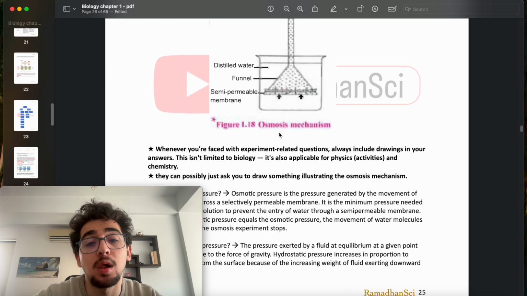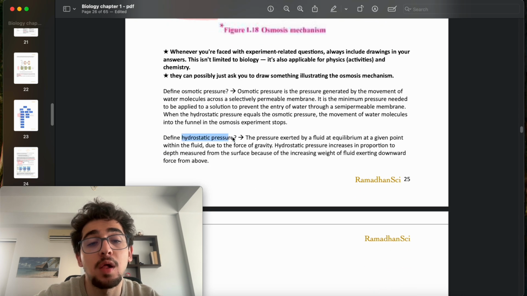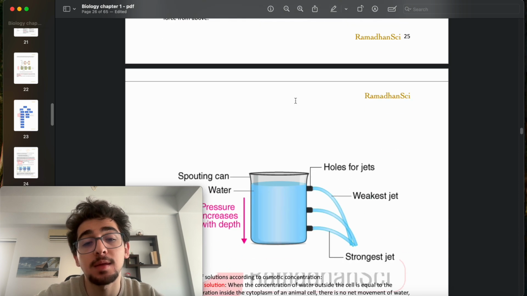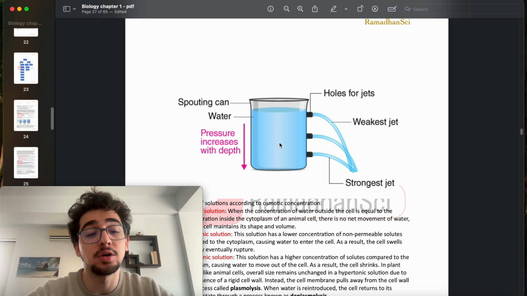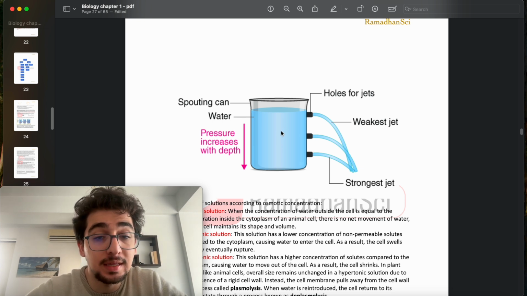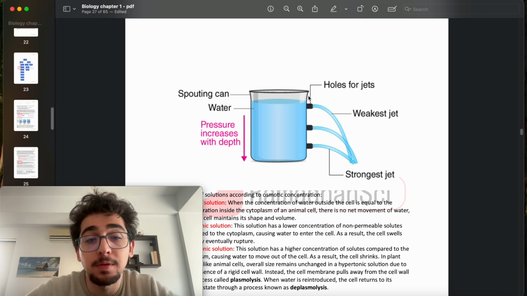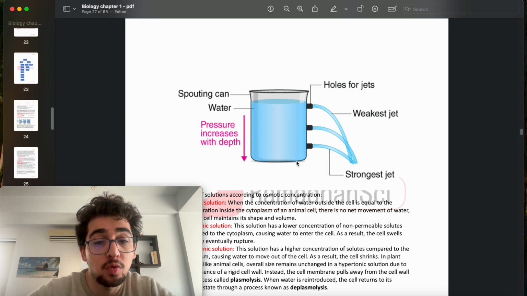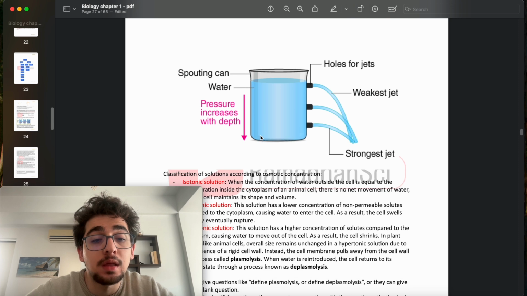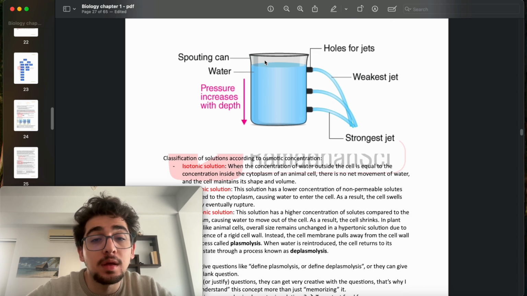We have something called the osmotic pressure and the other thing called the hydrostatic pressure. Now, the hydrostatic pressure is the pressure exerted by a fluid within the fluid itself. For example, if I fill this can with water, due to the force of gravity, I will have the pressure higher as I go deeper within the can. This is just due to the force of gravity.